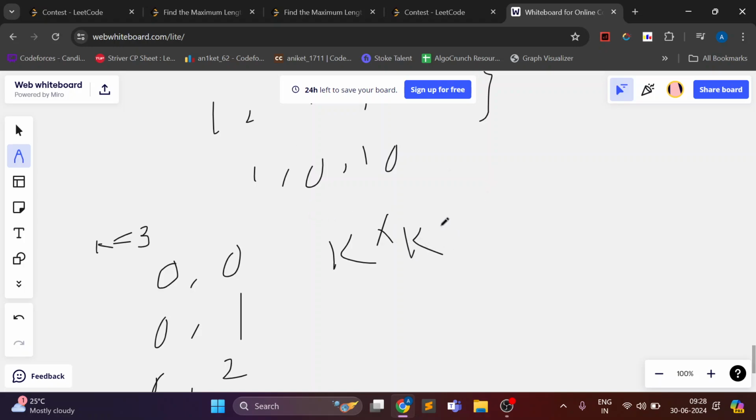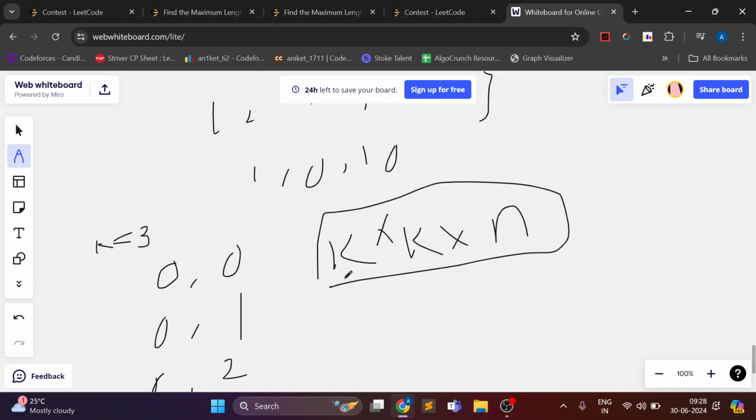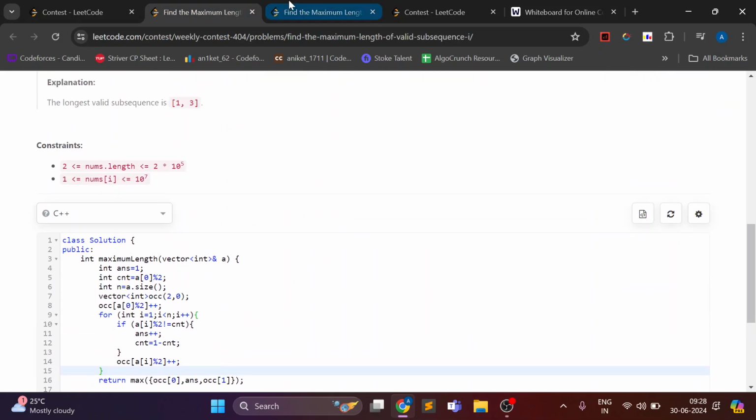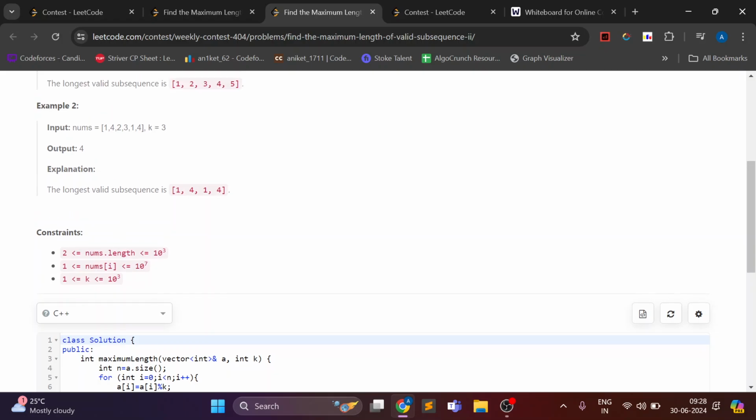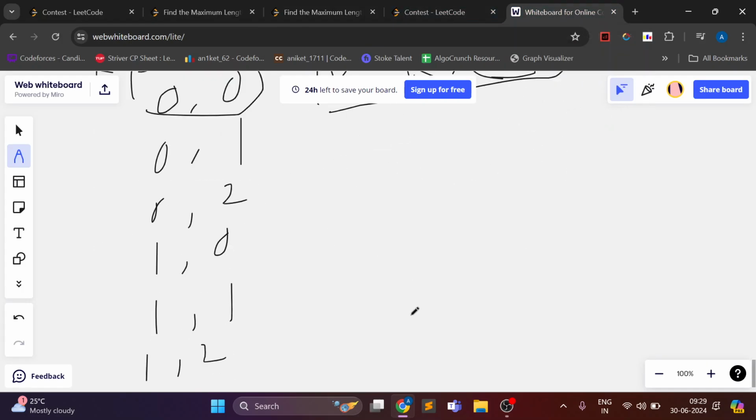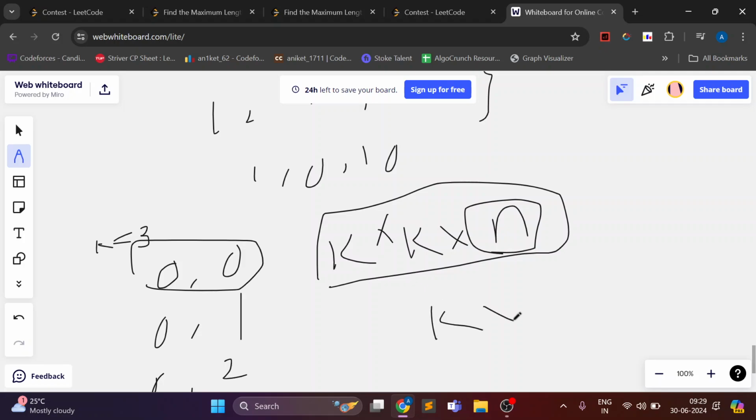Now for a k square into n type of solution, let's say I know two variables, then I can greedily iterate over the array and find the maximum alternative sequence. And if you see the constraints for this, n is 10 raised to power 3, k is 10 raised to power 3. So the possible solution is only k into n. K square n would not work.